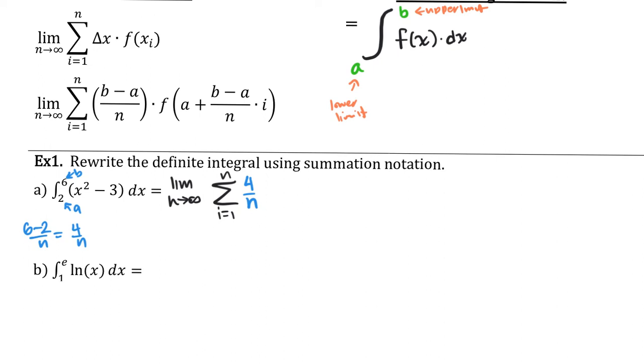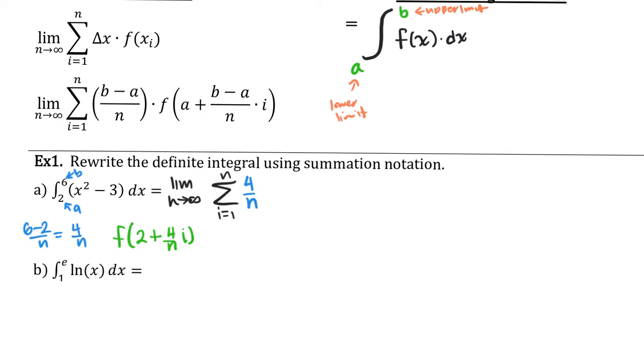Okay, now I want to do f of a plus b minus a over n times i. Let me do this off to the side so I can think about it, because this one's normally trickier. f of a plus b minus a over n. b minus a over n was 4 over n, so I'm going to put 4 over n times i, which doesn't look bad, but I'm doing f of 2 plus 4 over n times i.